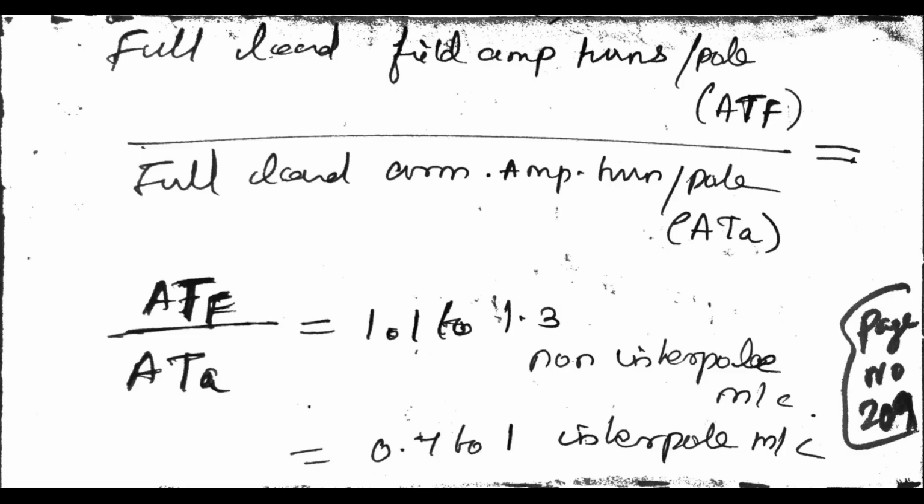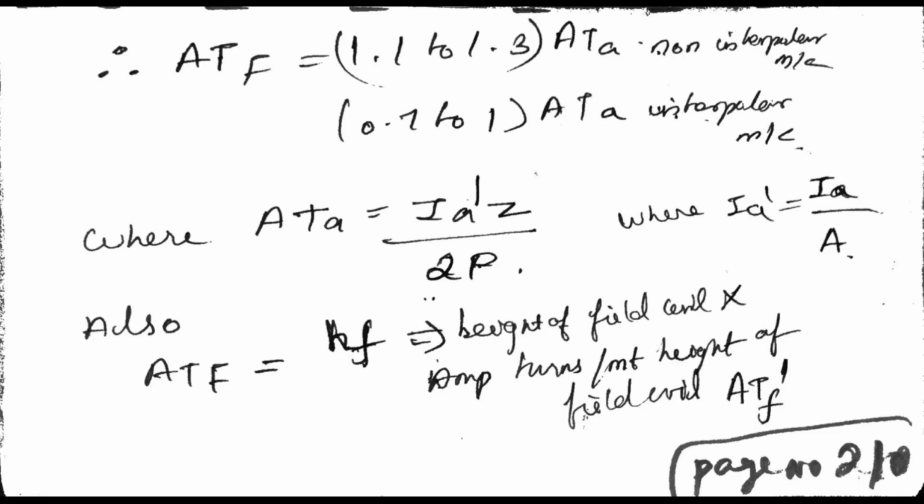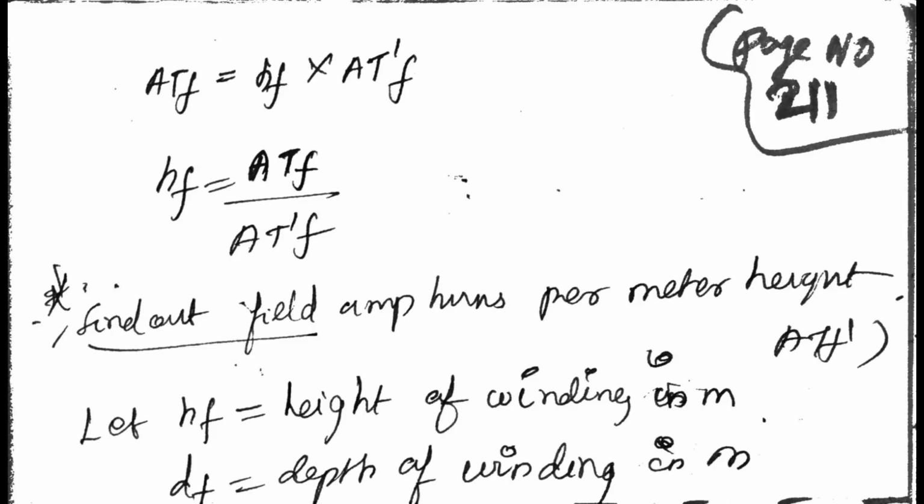Therefore, ATF is equal to 1.1 to 1.3 ATA for a non-interpolar machine. ATF is equal to 0.7 to 1 ATA for an interpolar machine, where ATA is equal to IA dash Z divided by 2P, where IA dash is equal to IA divided by capital K. Also, ATF is equal to HF, height of field coil, into ampere turns per meter, ATF dash. Capital ATF is equal to HF into ATF dash. HF is equal to ATF divided by ATF dash.